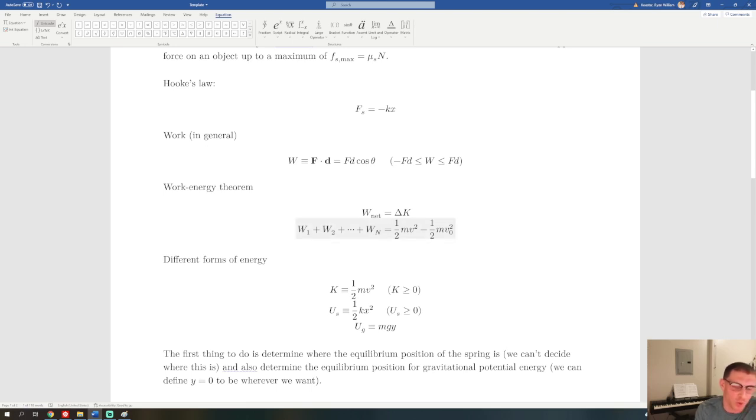You have to account for the work done by the gravitational force. And so you wouldn't account for the gravitational potential energy of an object if you're using the work energy theorem, because then you're basically double counting gravity. And so don't do that.